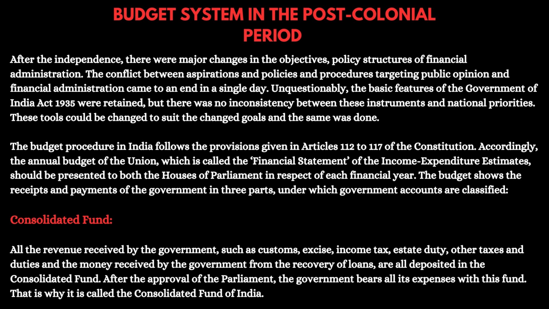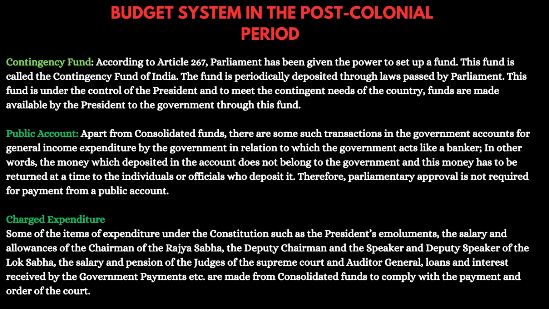Consolidated Fund. All the revenue received by the government, such as customs, excise, income tax, estate duty, other taxes and duties, and the money received by the government from the recovery of loans, are all deposited in the Consolidated Fund. After the approval of Parliament, the government bears all its expenses with this fund. That is why it is called the Consolidated Fund of India.